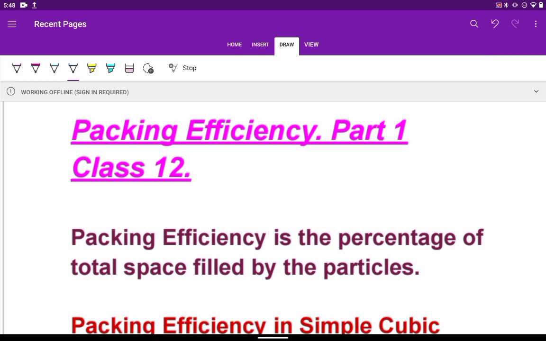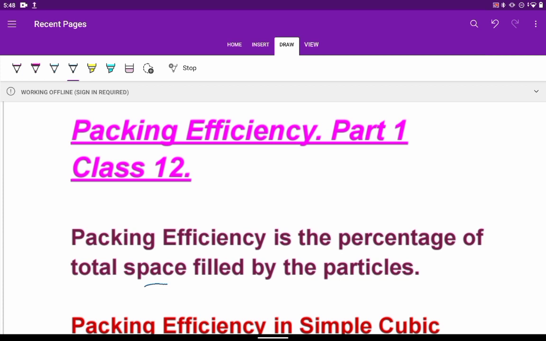So what is packing efficiency? Packing efficiency is the percentage of total space which is filled by the particles. So if we have to put it mathematically, we find that packing efficiency is volume of one atom divided by volume of the cubic unit cell multiplied by 100.